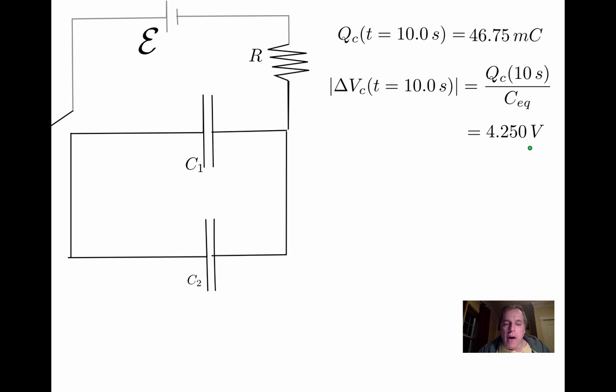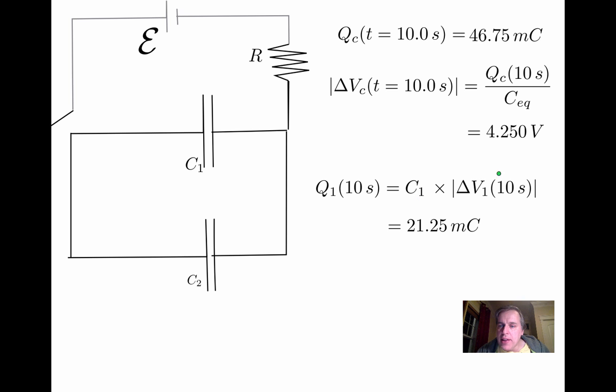So to find the charge on C1 at 10 seconds, I can just go back to the basic equation, which is the charge on any capacitor at a given time is equal to its capacitance times the voltage across it. So we know the voltage across C1 is 4.25 volts at 10 seconds, and you multiply by C1, which, if you recall, was equal to 5 millifarad. So you do that, and you get that value. That's the final answer, and we're done. This is the charge on C1 at 10 seconds.